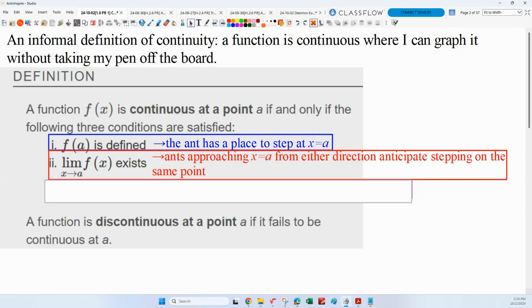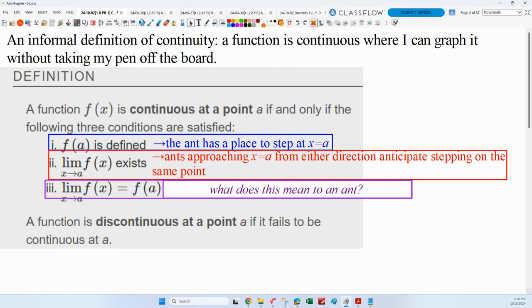And what do you think, Sophia? Say it again. There you go. So those things have to agree, right? The limit of the function as x approaches a has to equal the value of the function, which of course means the ant's always going to step where he anticipates stepping. Okay? That's it. If we meet those 3 criteria, then you know, guaranteed, that f of x is continuous at that point A.